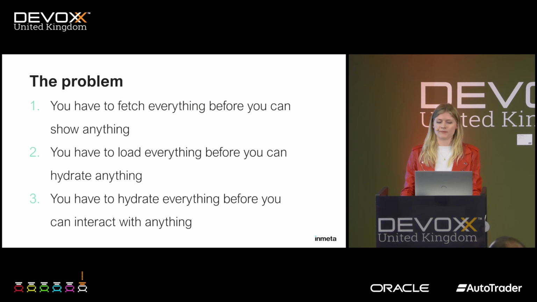So why does this happen? Firstly, you have to fetch everything before you can show anything. All the HTML with the data fetch must be processed on the server before it can be sent to the client. Second, you have to load everything before you can hydrate anything. That's because React needs to match the tree in the browser with the one from the server. Third, you have to hydrate everything before you can interact with anything. React will start the hydration and then not stop until it's done.